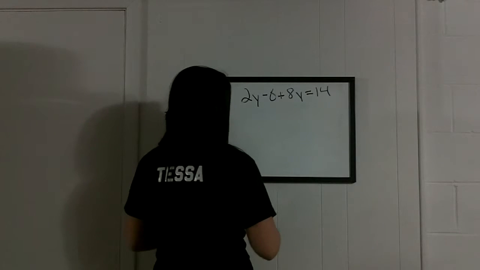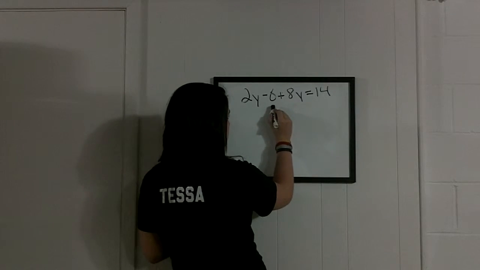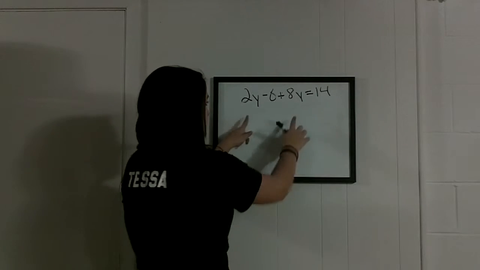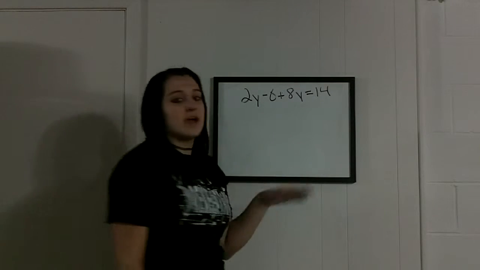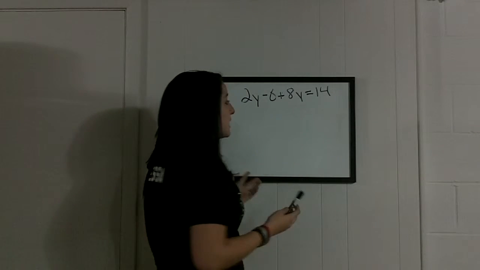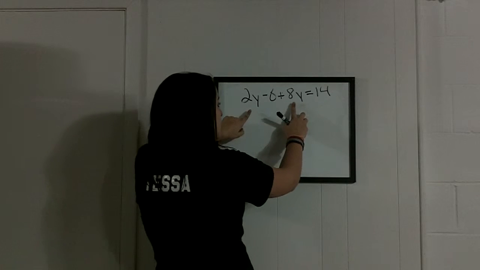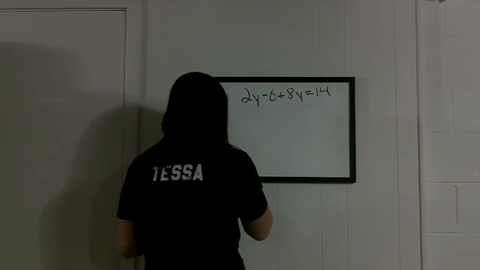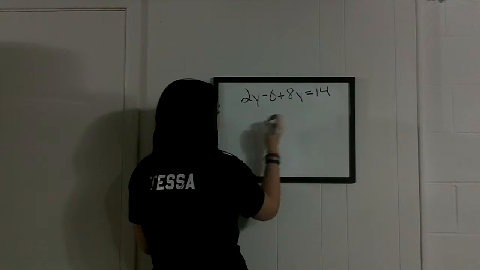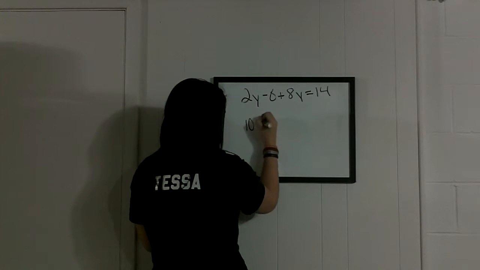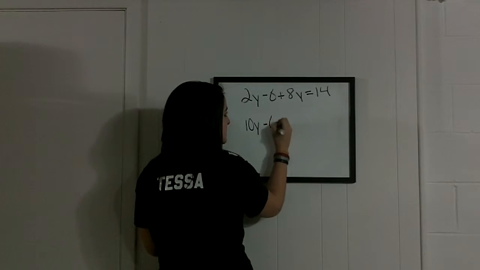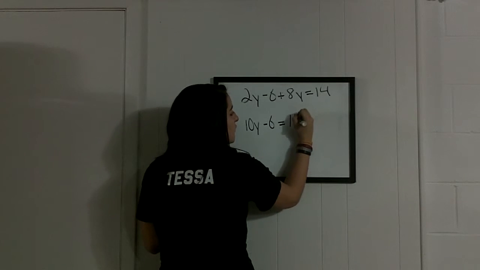The first problem we have on the board is 2y minus 6 plus 8y equals 14. And ultimately all you're doing is isolating your variable to find out what the value of the variable is. So the first step you can do is combine like terms. So you take your 2y and you add it to 8y and you get 10y. And then you take down your minus 6 equals 14.